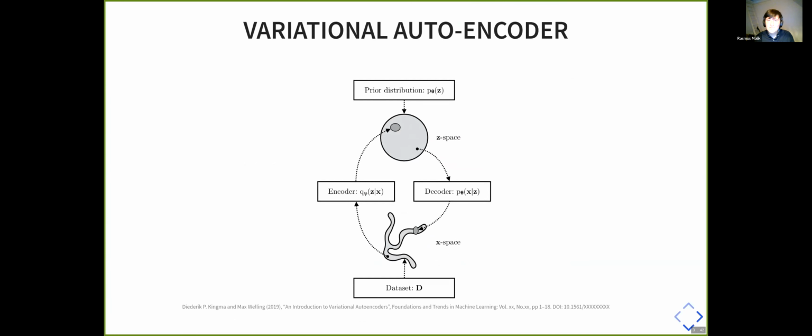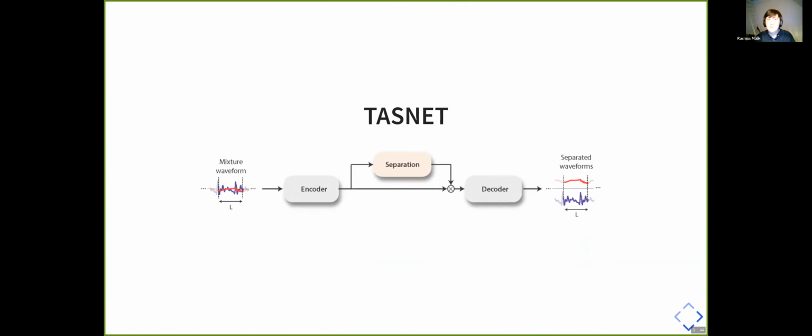Now comes a few slides about variational autoencoders that I'll decide not to go through, in order to also show you some results, but we can get back to them if you're interested.